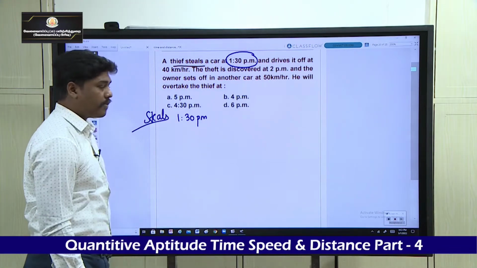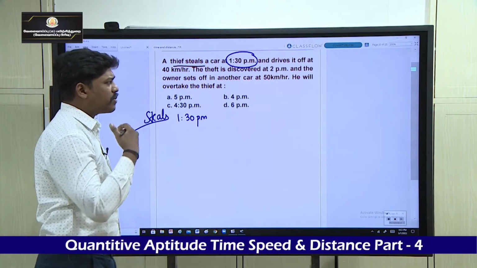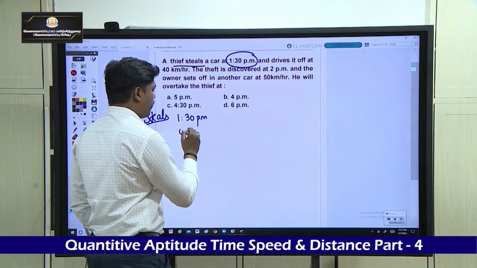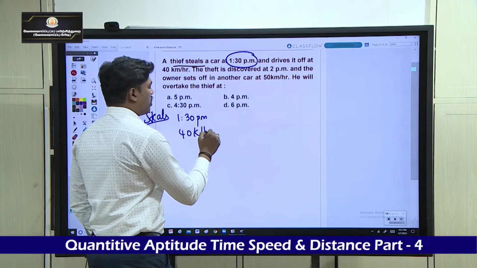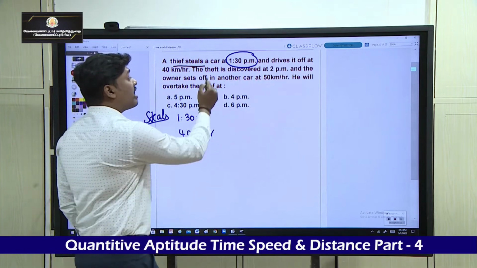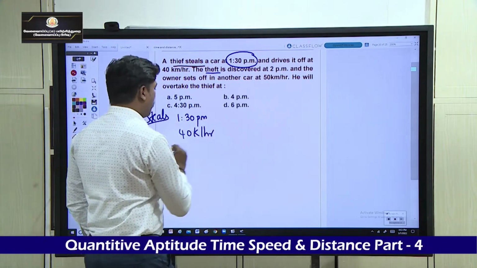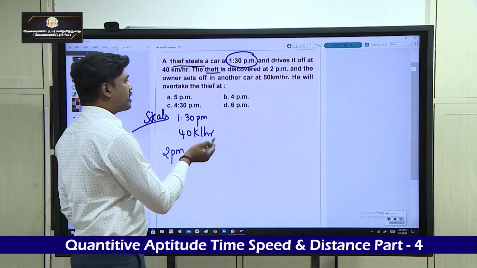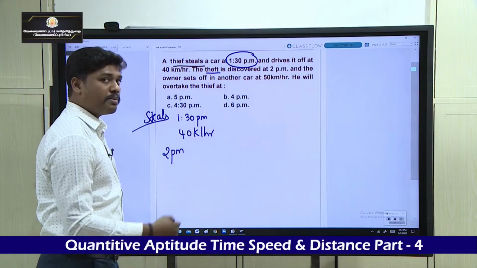He steals a car and drives it off at 40 kilometers per hour. So now the theft is discovered at 2 p.m. At 2 p.m. only, the owner of the car discovers that the car is missing.